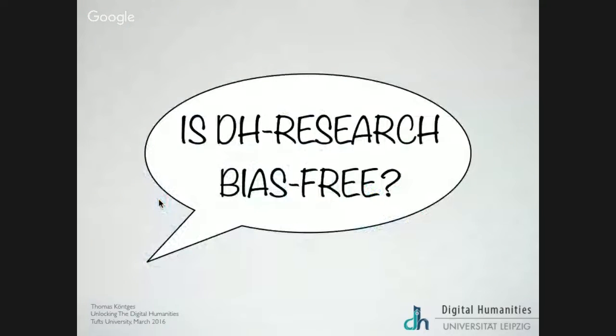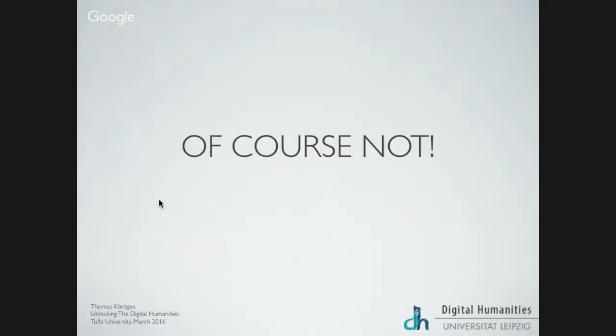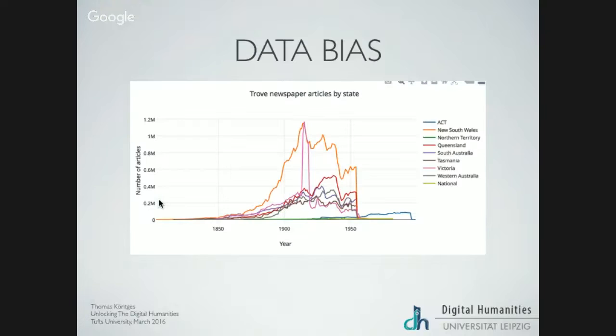So sampling always creates bias, and I'm not saying that digital humanities is bias-free. So is DH research bias-free, if you just said there's a sampling bias in our humanities research? I say, of course not. There are all kinds of biases out there. There's data bias.